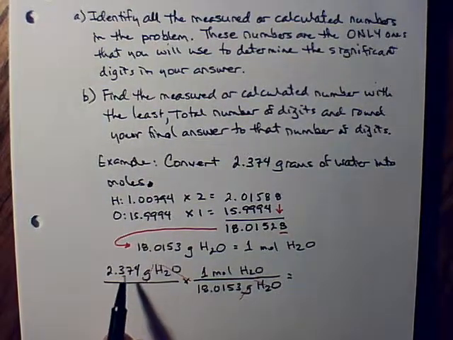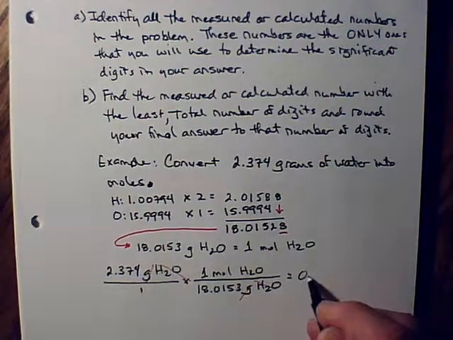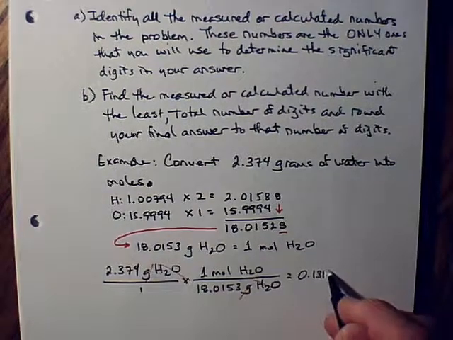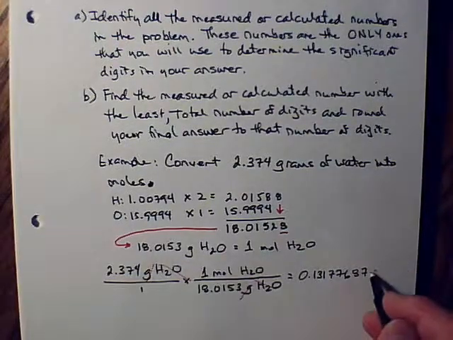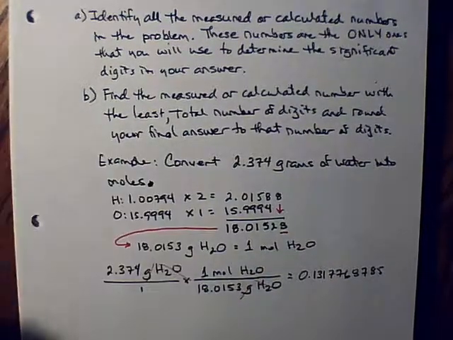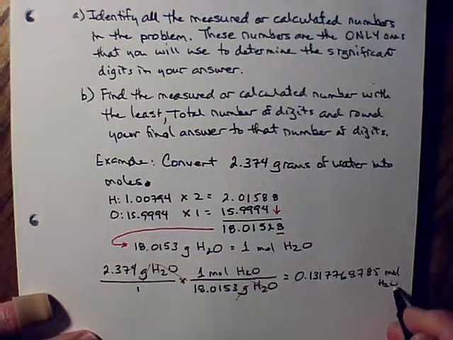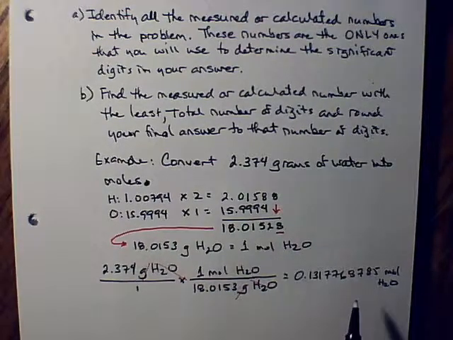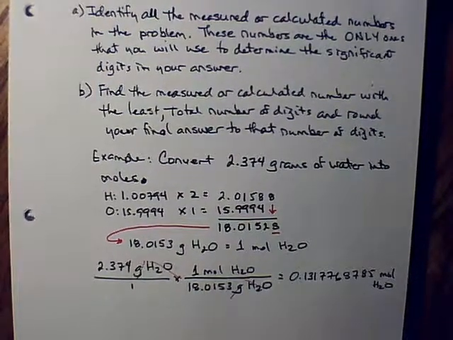So we're going to take this number, which is on the top of this fraction, and divide by this number, which is on the bottom of this fraction. And I get 0.1317768785. And this is the number of moles of H2O I get from this calculation. Now your calculator may give you a few less numbers. That's perfectly okay. You write down all the digits you get from your calculator. And then we're going to round it off.